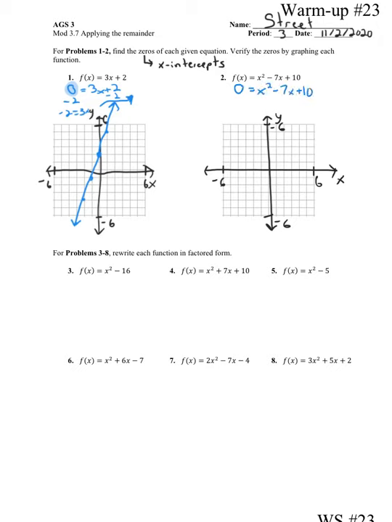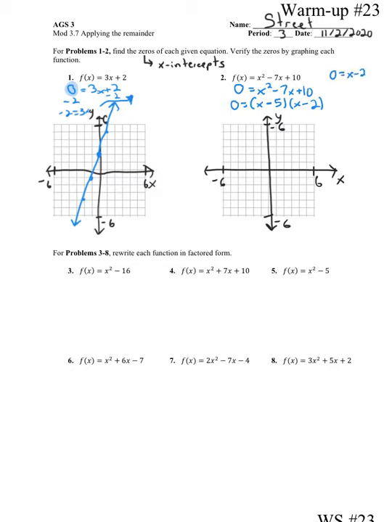And for this problem, we need to factor it because it's a quadratic function. So I see a positive 10, so it's going to be two negative numbers, and they need to add up to 7. So I think 5 and 2 is going to get me that negative 7x. And then I would need to solve for each one individually.